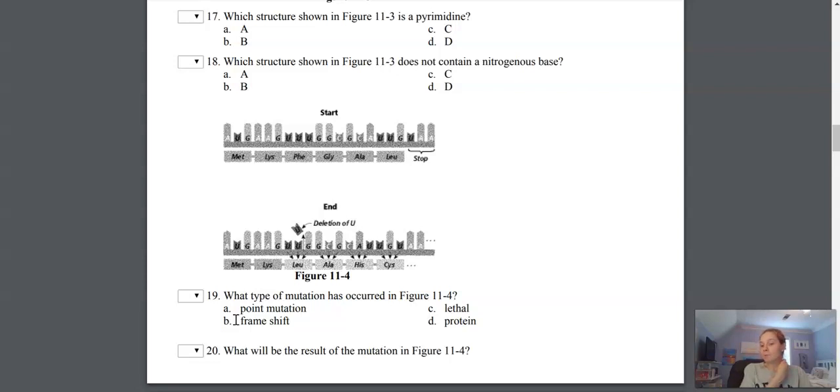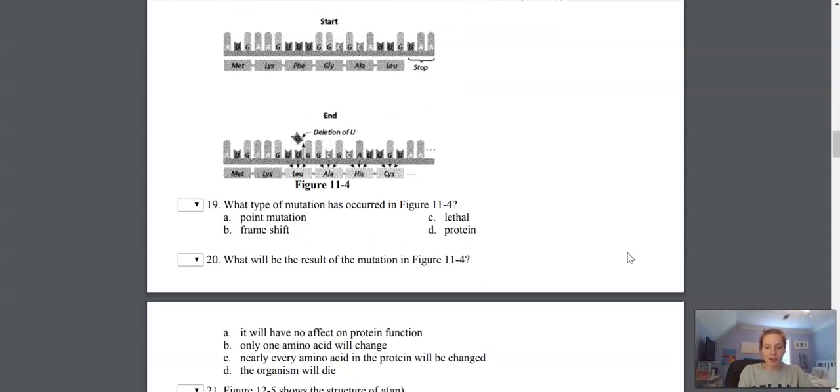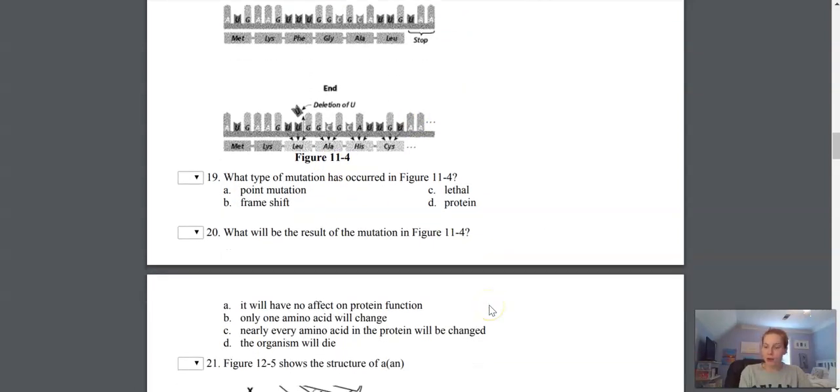And again, frame shift mutations, insertions and deletions are really, really bad, because if you look, it has changed every single amino acid after where that mutation occurred. And that's really bad for someone because they can't develop that protein properly, and that could be really harmful. What will be the result of the mutation in figure 11.4? So a frame shift mutation.